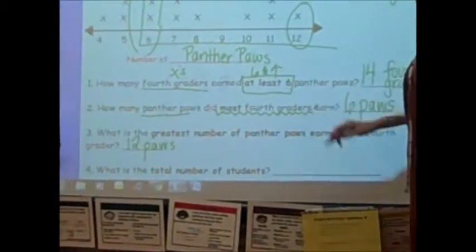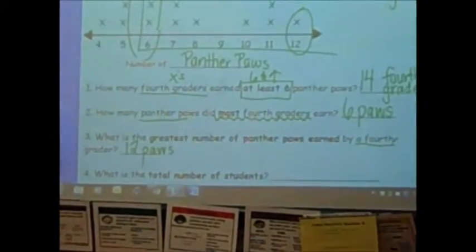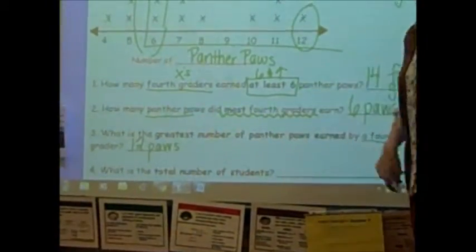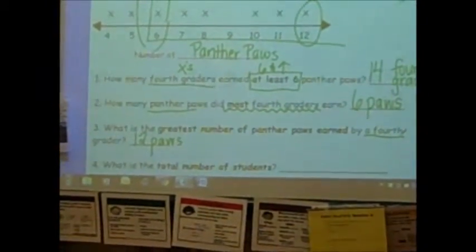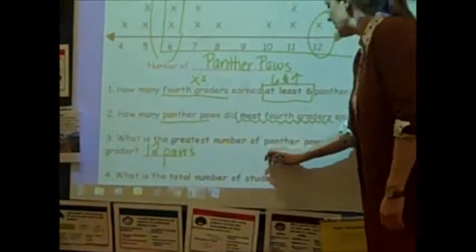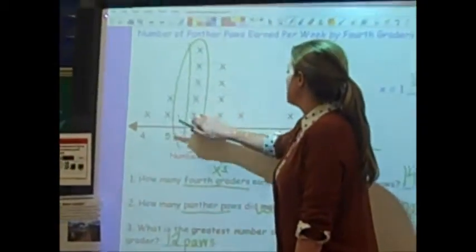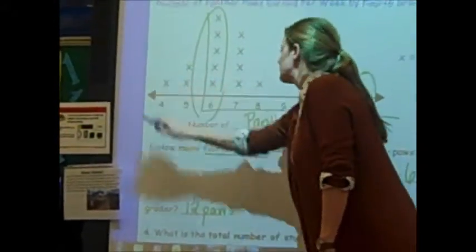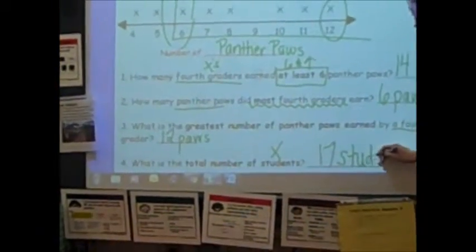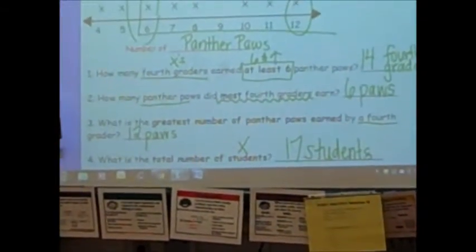And this is most fourth graders, and this is the greatest number of applause earned by a fourth grader. So you're thinking about one particular person versus most people in the class. The total number of students, what am I looking for here? I'm looking for all the X's here. So 1, 2, 3, 4, 5, 6, 7, 8, 9, 10, 11, 12, 13, 14, 15, 16, 17 students. And we always encourage them to put "students," pause, because then that way they're again making sense of their answers.